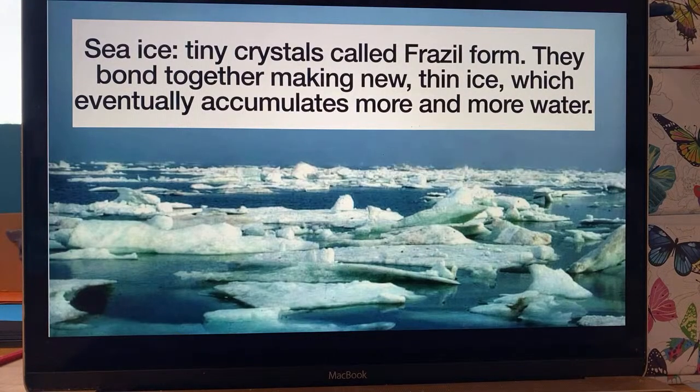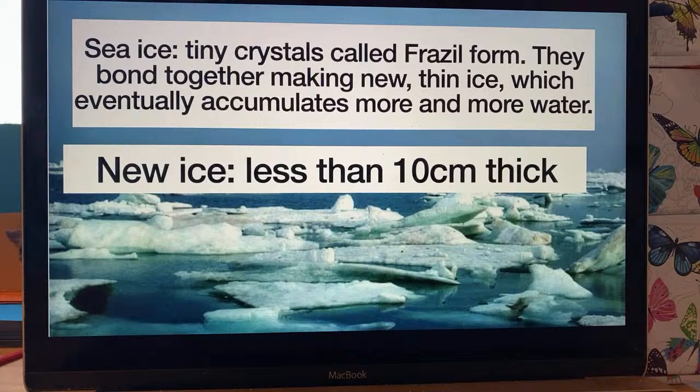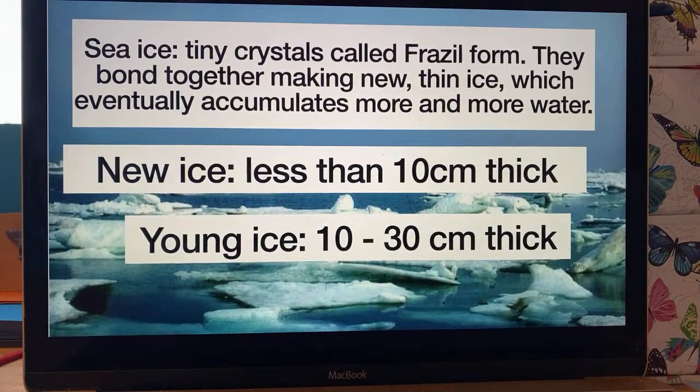In sea ice situations, tiny little crystals called frazil form, one of my new favourite words, and they bond together to make new, very thin ice. Then eventually water particles underneath that are in the ocean cling to the bottom of this layer of ice, and it accumulates more and more water. So new ice, you call it, is less than 10 centimetres thick. And then as it grows, you call it young ice, which is between 10 to 30 centimetres thick.